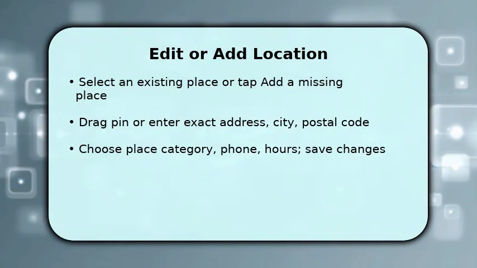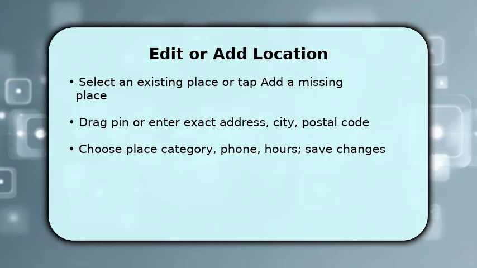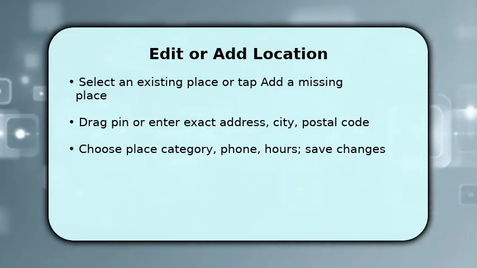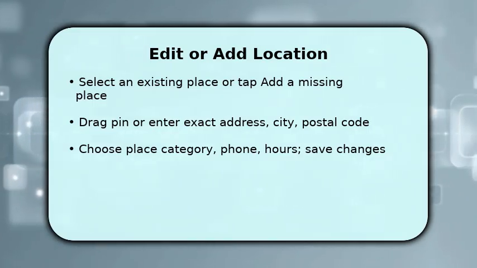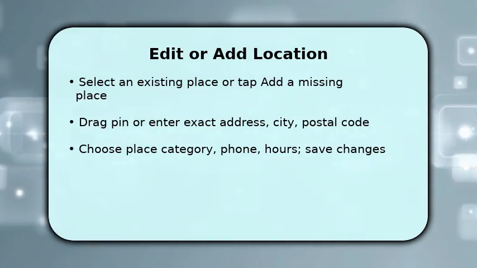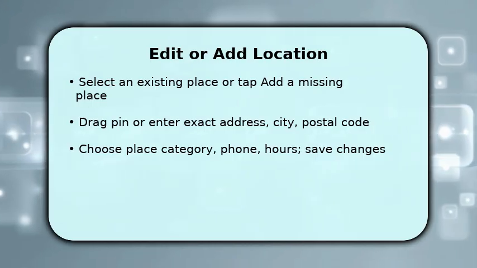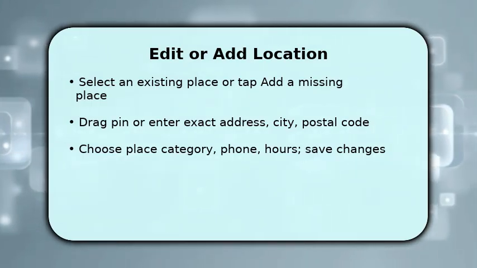Pick an existing place or tap Add a missing place if it's new. You can drag the map pin to the exact spot or type the full address including postal code for accuracy. Then fill optional details, category, phone number, hours, because richer data helps Google place the location correctly.